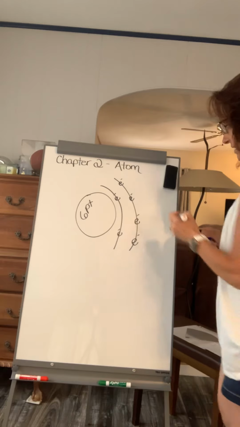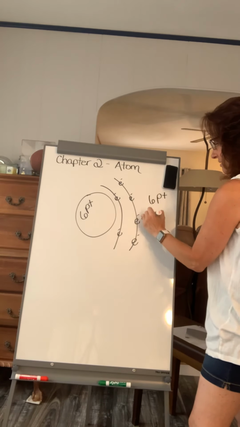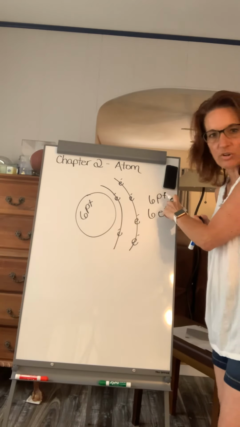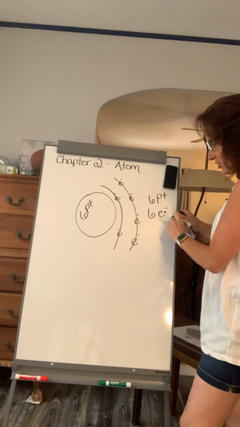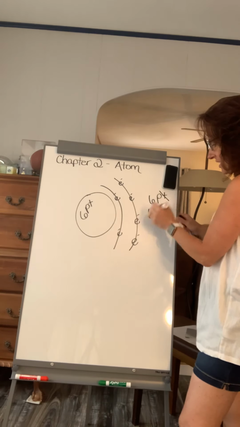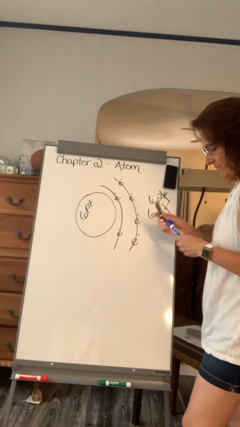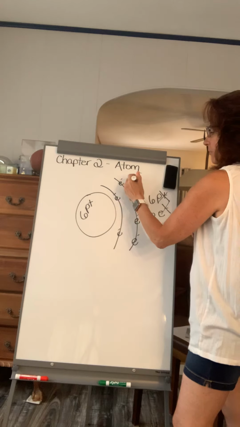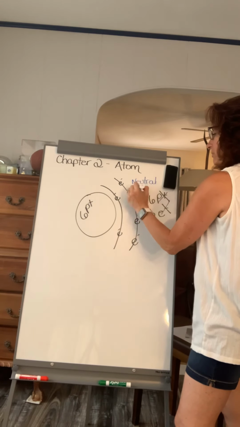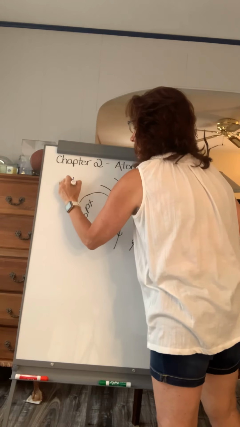Okay, what does that mean? It has 6 protons and 6 electrons. So for each of the 6 positive charges, there are 6 negative charges, which means that these positives and negatives cancel each other out. So this is a neutral atom, or a stable atom. Okay, stable atom.